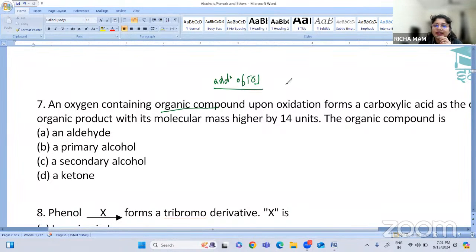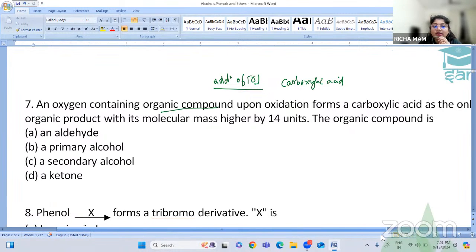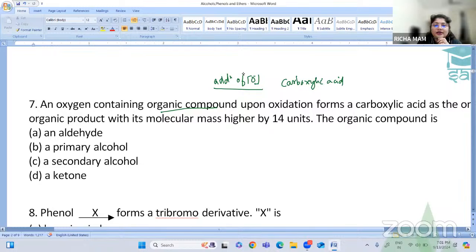After doing oxidation, you are getting a carboxylic acid as the only organic product, and by doing oxidation, the molecular mass is increased by 14 units. Now, what is the organic compound they have asked? The difference in the mass is 14 units. Now, what is the compound?